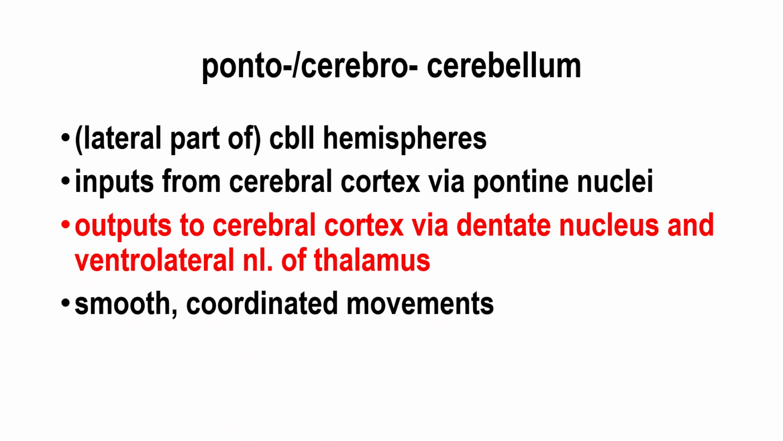Information from the lateral cerebellar hemisphere is output to the cerebral cortex via the dentate nucleus of the cerebellar nuclei and the ventrolateral nucleus of the thalamus. This region plays an important role in facilitating smooth movement.